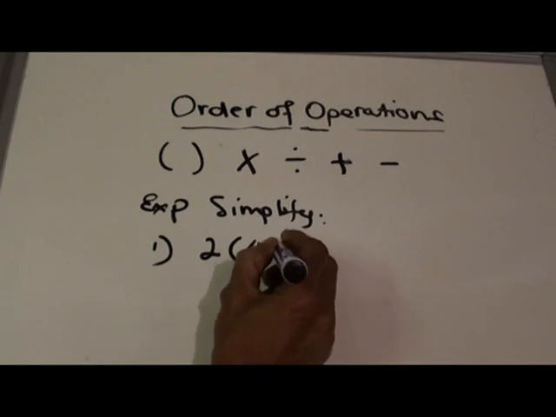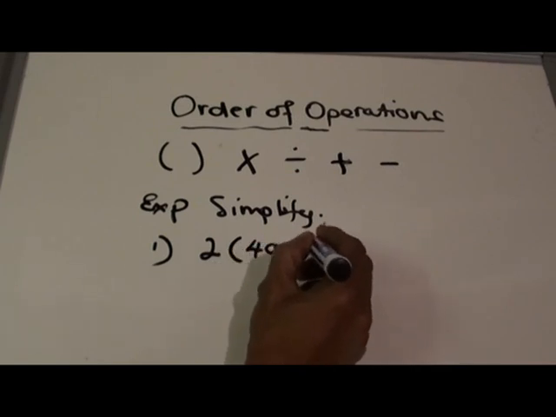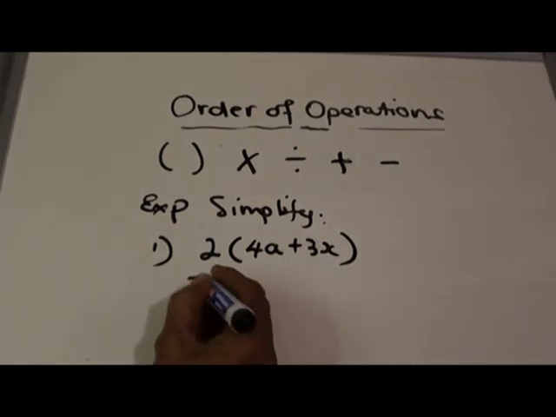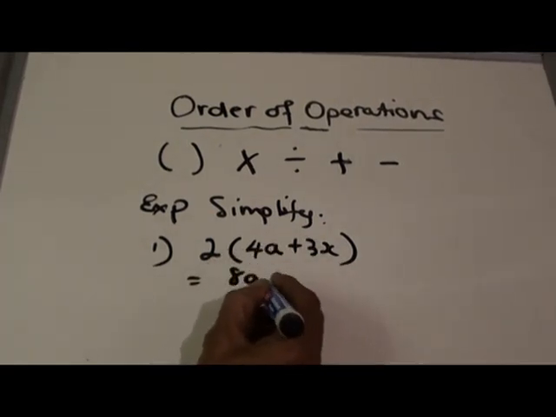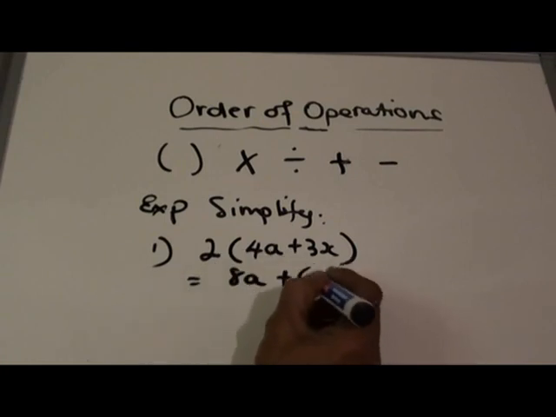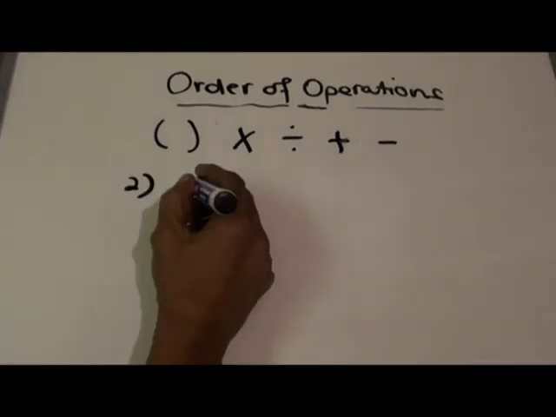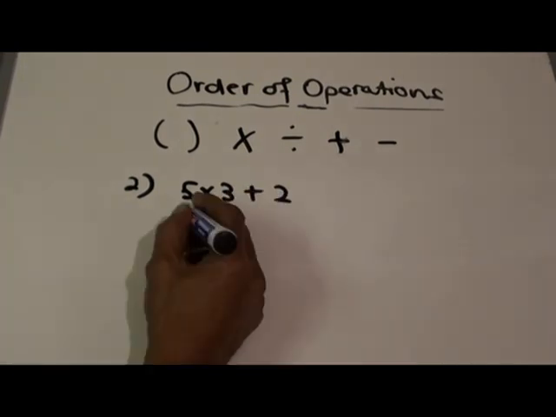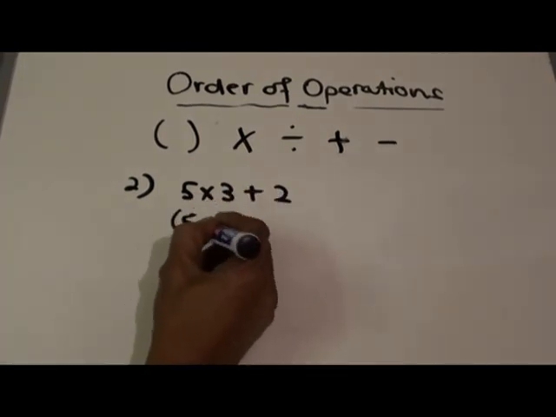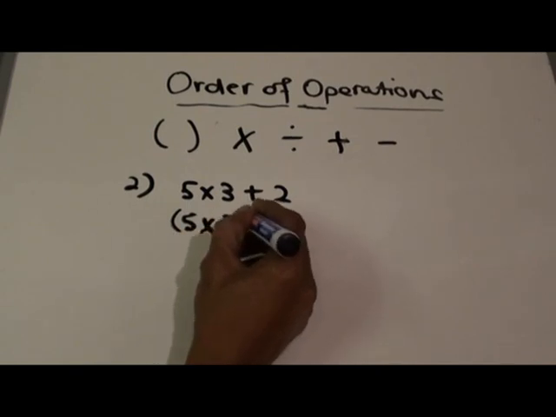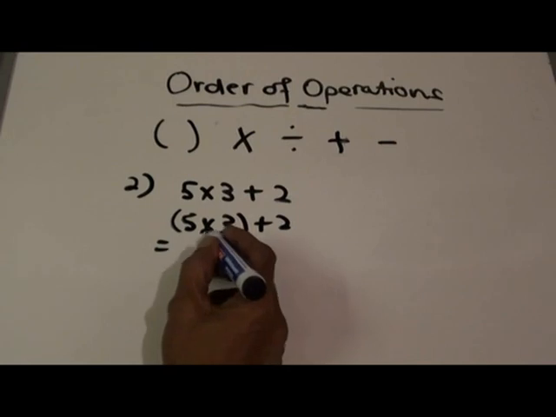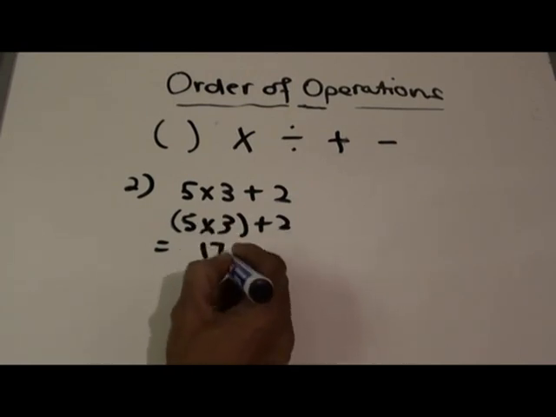Say for instance 4a plus 3x. To remove the bracket, that is 2 times 4, that is 8a, plus 2 times 3, that's 6x. So if we have 5 times 3 plus 2, we write it as 5 times 3 plus 2. 5 times 3 is 15, plus 2 is 17.